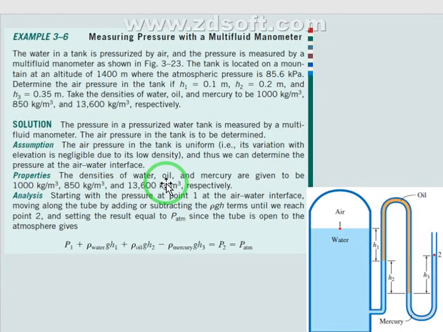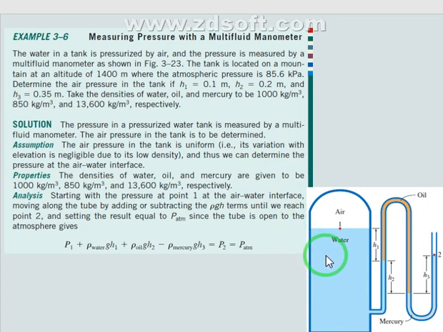I need you to understand this example very well. I won't repeat it again. I will describe the method here, then we will also have another example in the problems later. Right. So the concept, guys, is about how we can derive the equation for a manometer, a multi-fluid manometer.